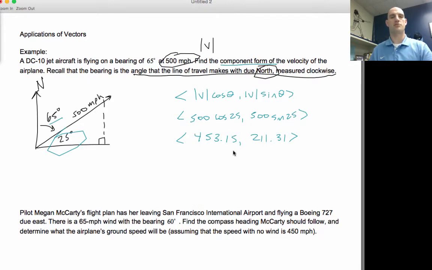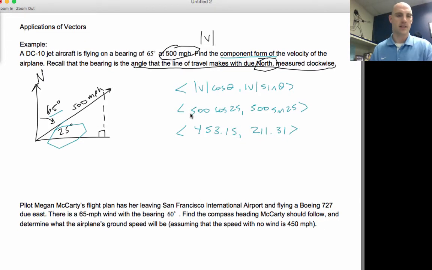Okay, so what's tricky about that? Knowing that speed is dealing with my magnitude, and also knowing that my angle has to do with not just what they give me, but deducing that it has to be with that positive x-axis.